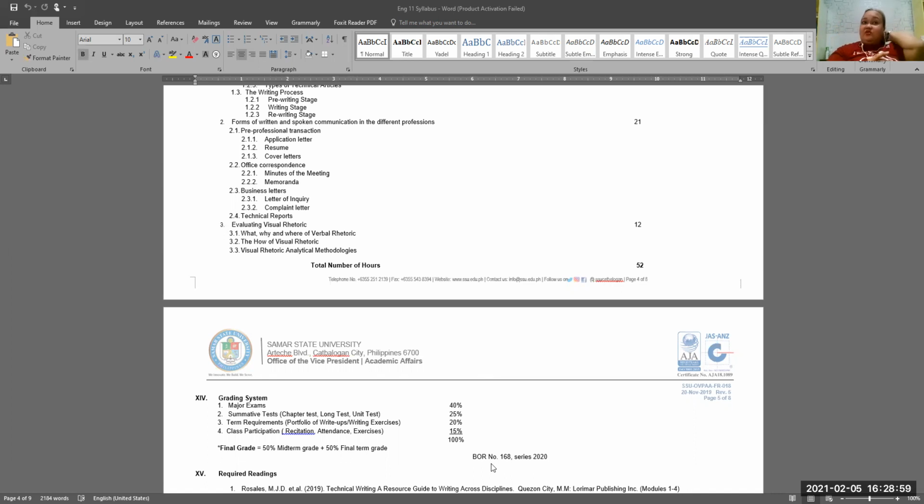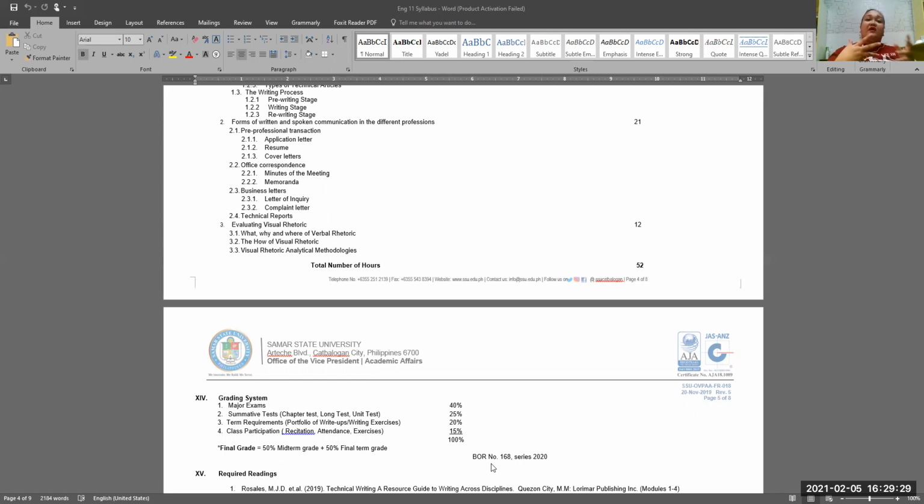And then you have your summative tests. So the summative tests will include your long test, your unit test, and your chapter test. So this is not just your day-to-day quiz wherein it's going to just be 10 items. It's going to be longer than that. It's designed to measure the amount of learning that you have achieved within a specific period of time. So it's going to cover a series of topics. Okay, so the summative test will have 25%.